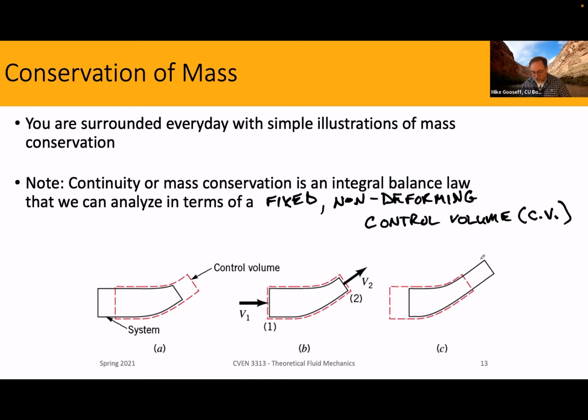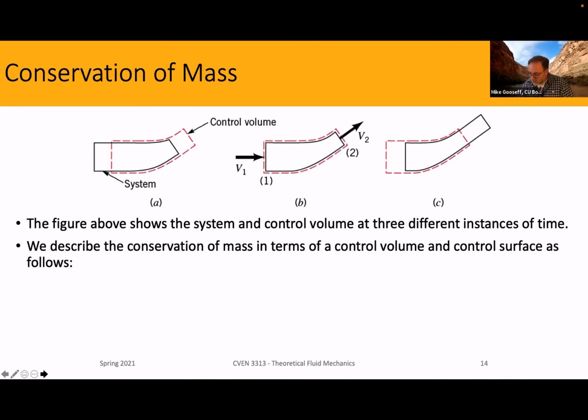And so our control volume is the thing that is fixed and non-deforming. Our system is deforming in that it's got to, as a fluid, fill and somehow occupy the control volume, right? A fluid can do that. It can move around and take different shapes. Okay, so this figure above shows the system and control volume at 3 different instances of time. We describe the conservation of mass in terms of control volume and control surface as follows.